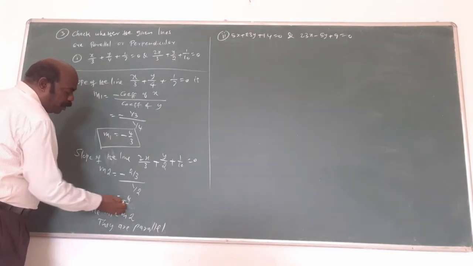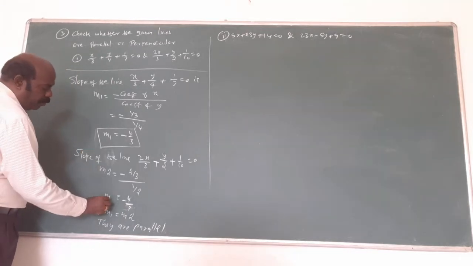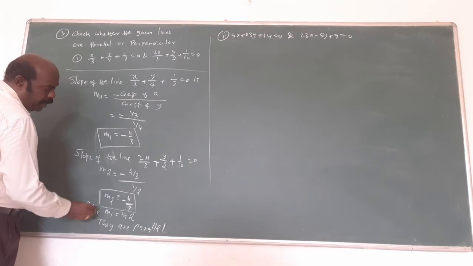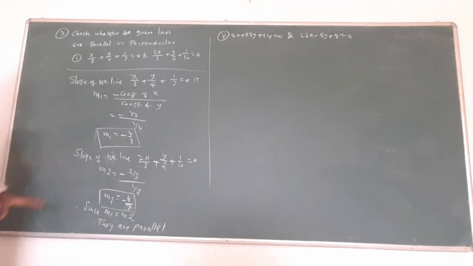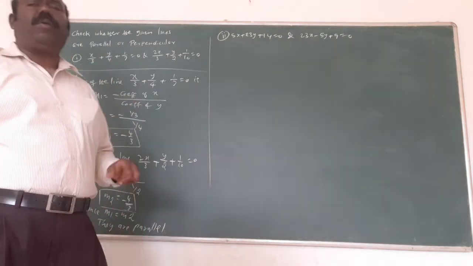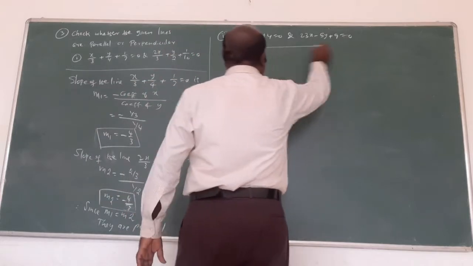If the product of two slopes equals minus 1, they are perpendicular. Multiply m1 into m2; if the value is minus 1, that means they are perpendicular. This is the idea. If both slopes are equal, they are parallel. If the product of the two slopes equals minus 1, they are perpendicular. In this way, again, one more question.